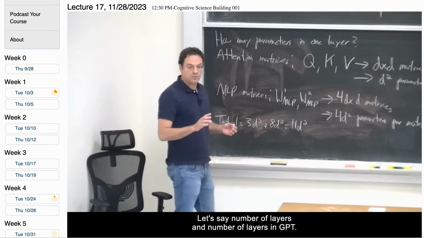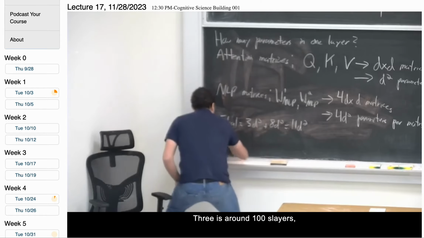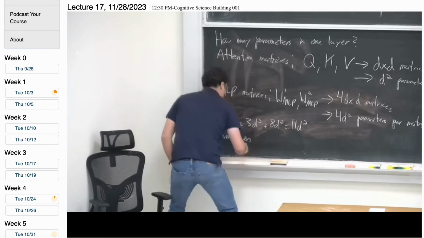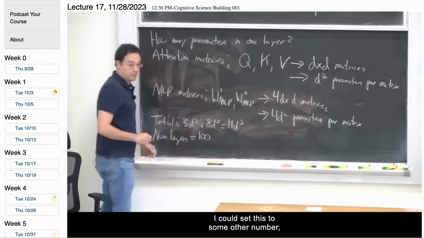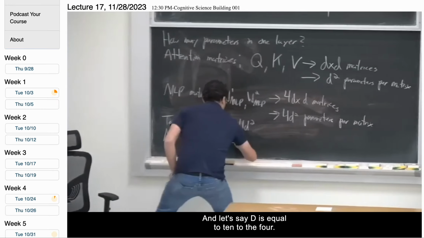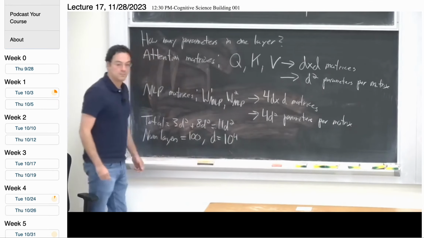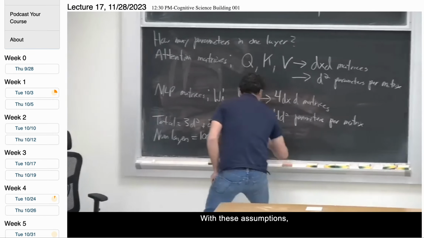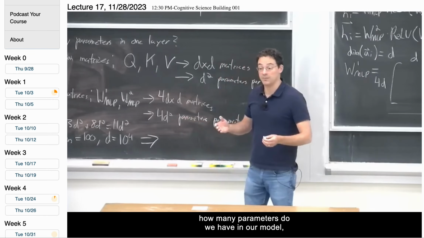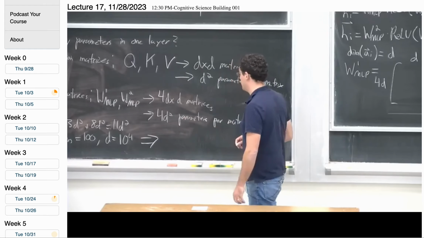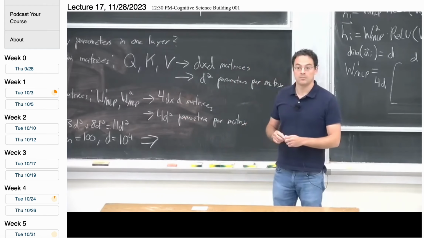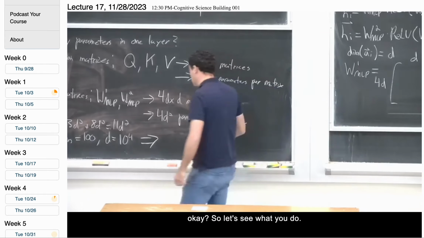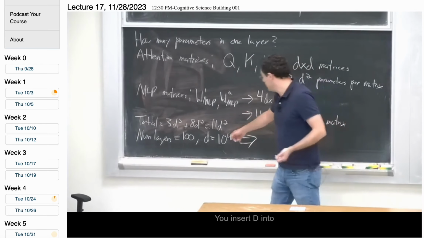Let's say our number of layers in GPT-3 is around 100. I can set this to some other number, but let's just say it's 100 for right now. And let's say D is equal to 10 to the 4. With these assumptions, how many parameters do we have in our model? Okay, so let's see. You basically multiply everything together, right? You insert D into this formula and you multiply by 100.